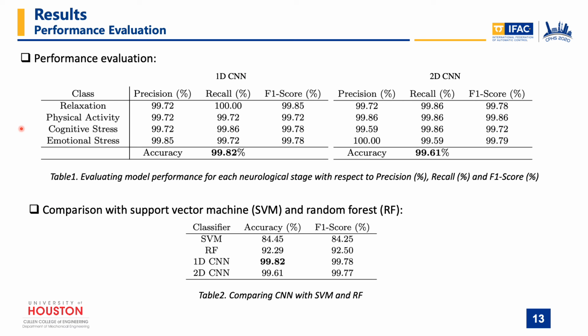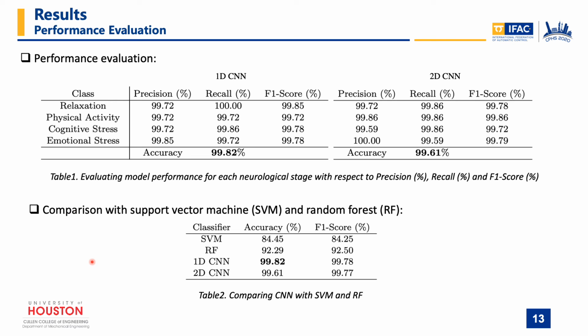Here in Table 1, you can see the performance evaluation of each of the proposed models. Results show the precision, recall, and F1 score for detecting each class separately, as well as the average accuracy of the model in classifying the 4 stages. You can see that both models show great performance, while the 1D CNN shows slightly better accuracy. It should be noted that due to having fewer trainable parameters, 1D CNN is significantly faster than 2D CNN, so it can be a better choice in this case.